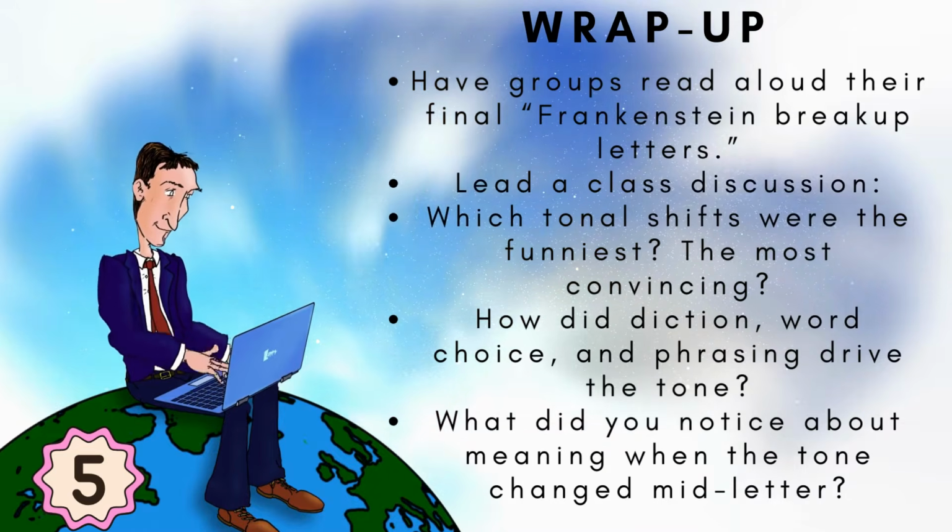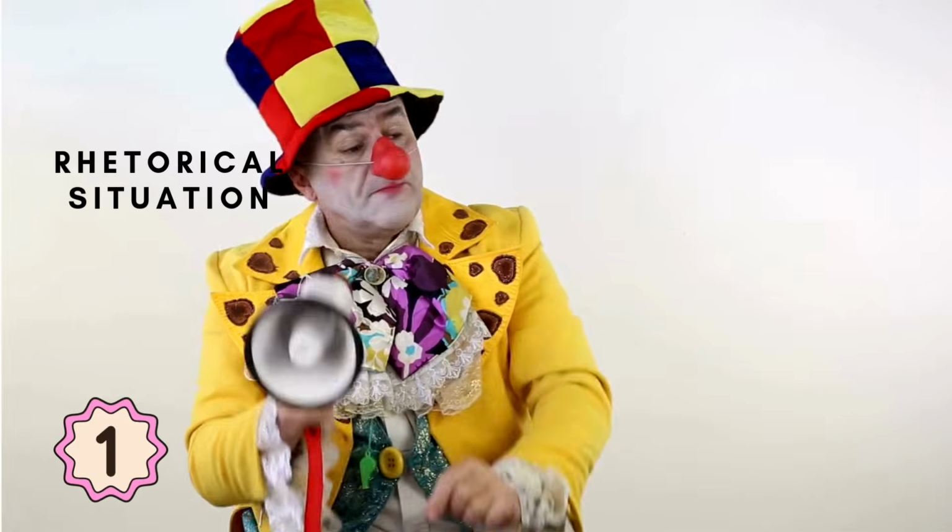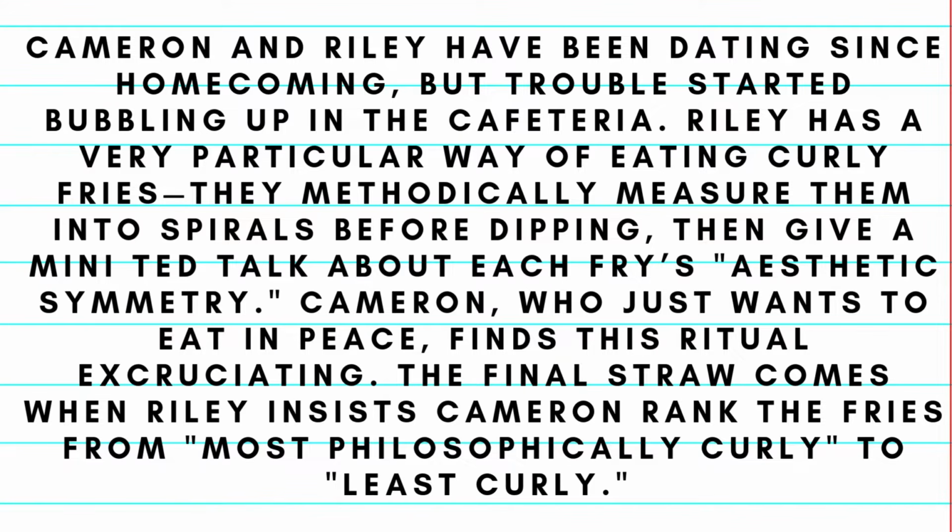So let me go through the rhetorical situations. Here's number one. I'll just read it. Cameron and Riley have been dating since homecoming, but trouble started bubbling up in the cafeteria. Riley has a very particular way of eating curly fries. They methodically measure them into spirals before dipping, then give a mini TED talk about each fry's aesthetic symmetry. Cameron, who just wants to eat in peace, finds this ritual excruciating. The final straw comes when Riley insists Cameron rank the fries from most philosophically curly to least curly.